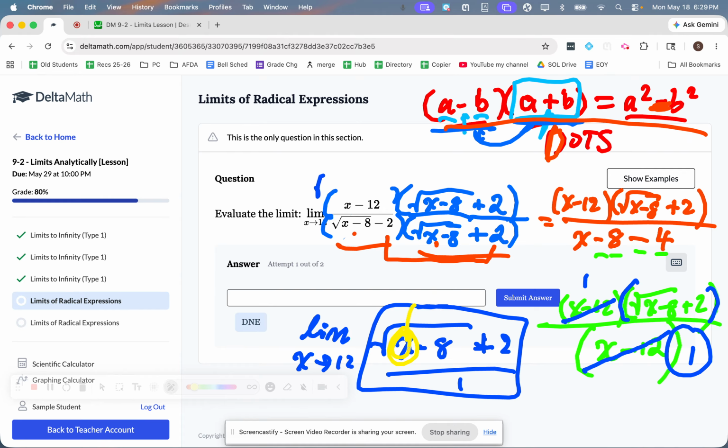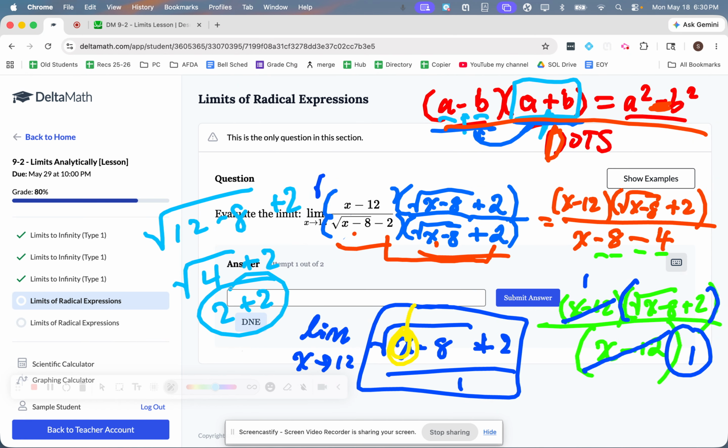Well, the limit will be what this evaluates to. It won't exist there, because when you plug it into the original, you do have something undefined. So what is this? It's the square root of 12 minus 8, plus 2. Square root of 4 plus 2. Square root of 4 is 2. So it looks like we're getting 4.